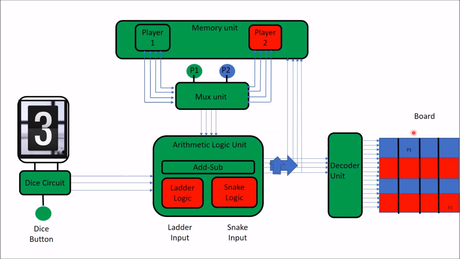What we need to do, if we have a scenario where we have reached here and the total sum exceeds 15, then we need to have a hold position. In that particular case, the data will pass, but it will not update player 1. Player 1 will not update, and also the decoder unit will not update, so it will be on the hold position.